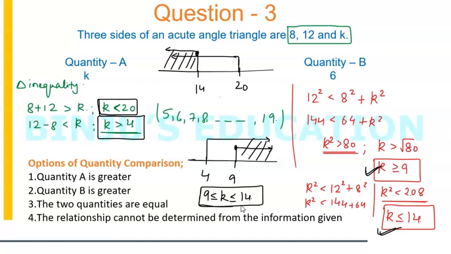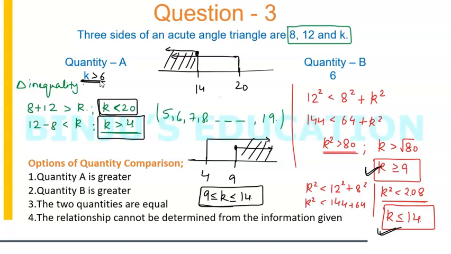So quantity A is k and quantity B is 6. So I can say one thing for sure, that the value of k is definitely greater than 6. It has to be. Otherwise, it will not be an acute angle triangle. It's not possible.